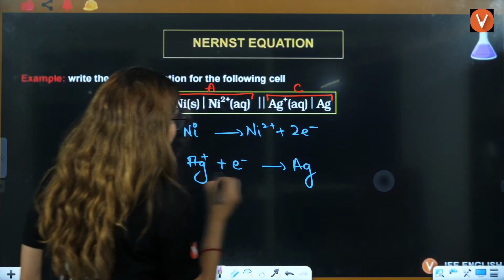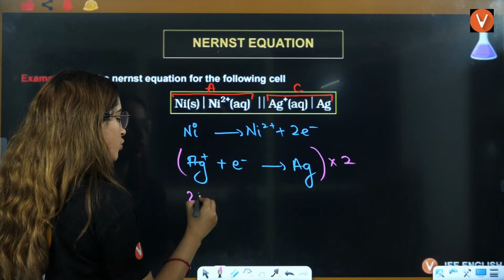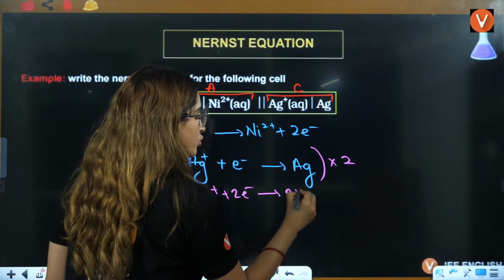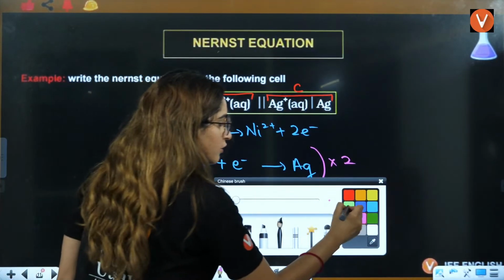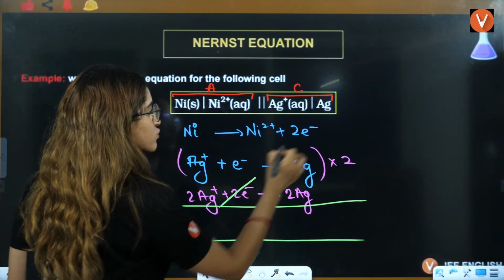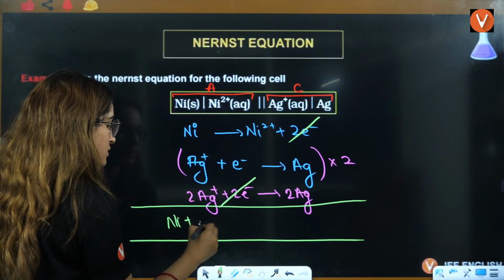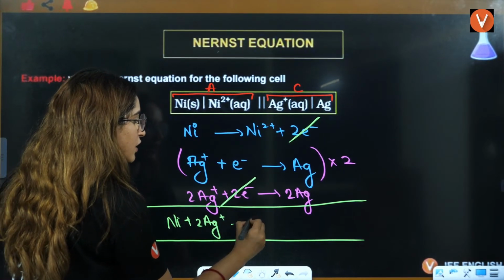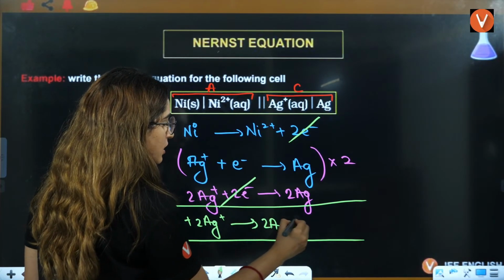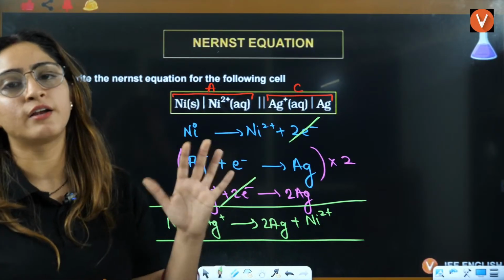So, what I'll do, I'll multiply this with 2, right? And this will become 2 Ag+ plus 2 electrons give rise to 2 Ag. And when you add this, the 2 electrons cancel with the 2 electrons, and you will have Ni plus 2 Ag+ give rise to 2 Ag plus Ni2+. This is going to be the final reaction.